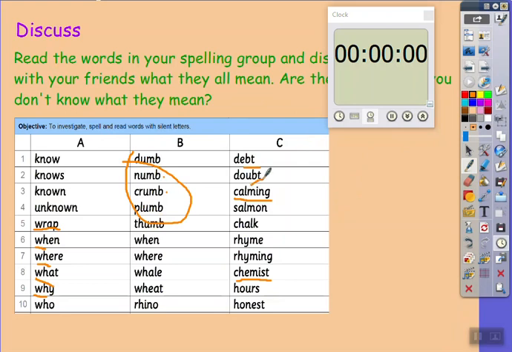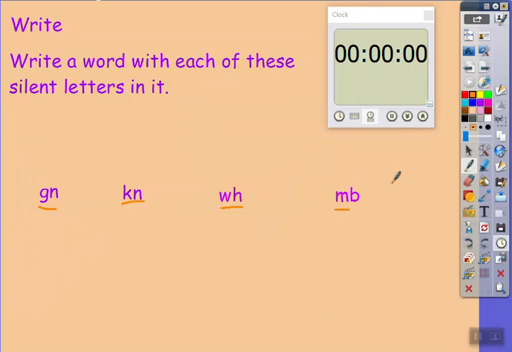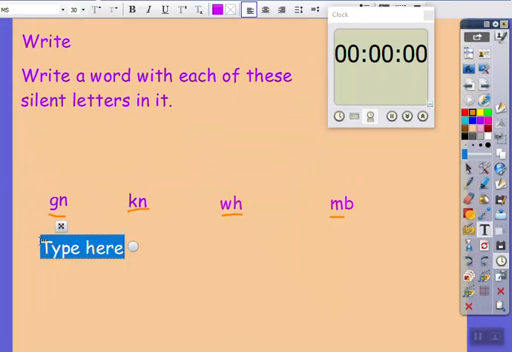BT is usually at the end of a word here as well. So if you have a silent letter with the B and the T, it's usually found at the end of a word. Okay, and GN we had a look at last week. We had gnome, we had gnat. So any of those from last week, if you got them right. If you're not sure of the spelling, just check with your teacher.